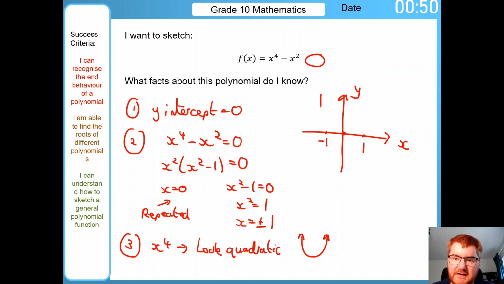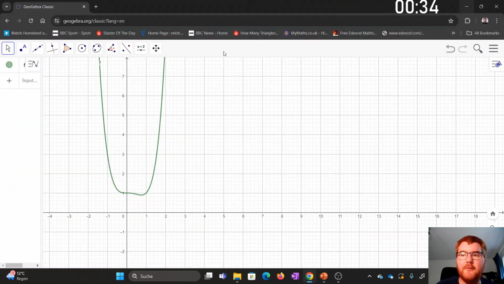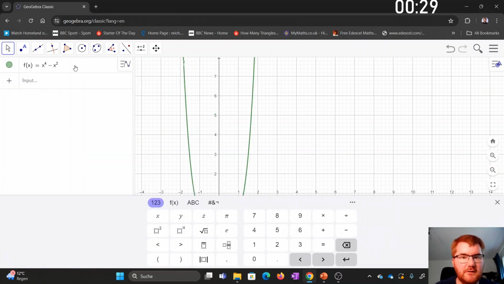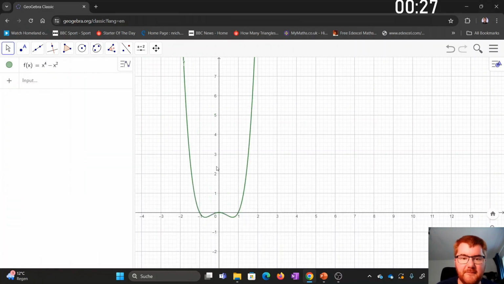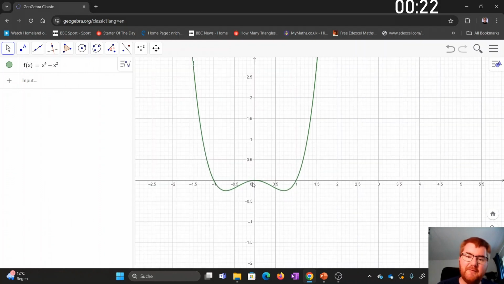So we're going to get something that looks like this, and just touch, and then come back down again and then go back upwards. So we get this kind of W shape for the win. Let's see if GeoGebra agrees with us. So if we pop this in, x to the power of 4 minus x squared, will we get the same function? And it's kind of hidden there. Yes, we do. It goes through at -1 and +1, and we have this just touching behavior at 0 because we have a repeated root.